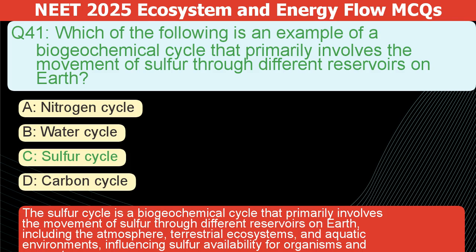The correct answer is C. The sulfur cycle is a biogeochemical cycle moving sulfur through Earth's reservoirs. These include the atmosphere, land, and water. This influences sulfur availability for life and ecosystem processes.